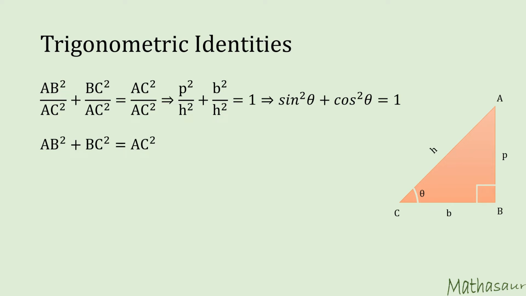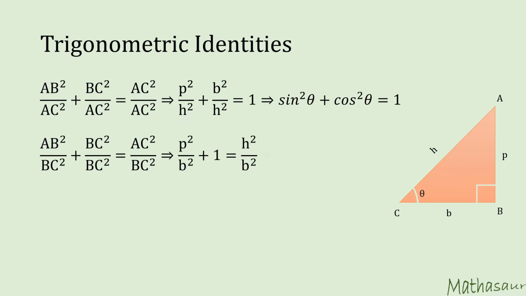Let us write down the equation for Pythagoras theorem again. Now this time let us divide both sides of the equation by BC square and substitute the values for P, B and H. So we get tan square theta plus 1 equals sec square theta.